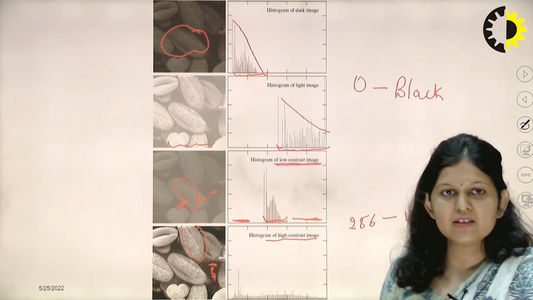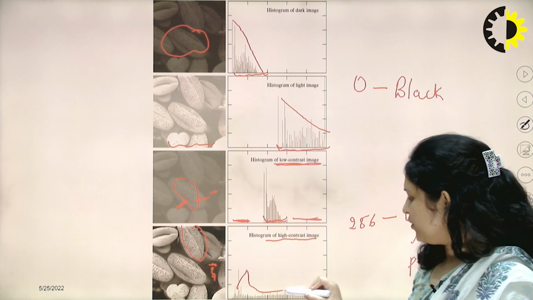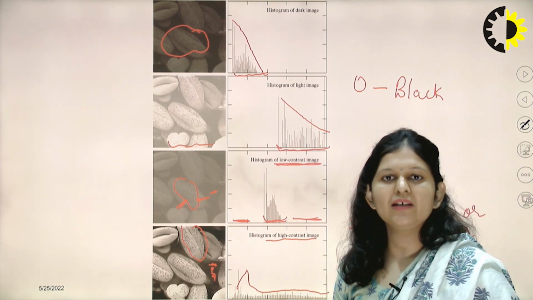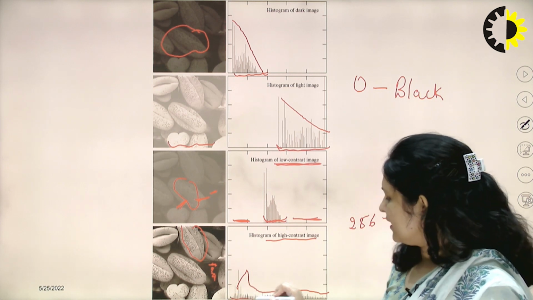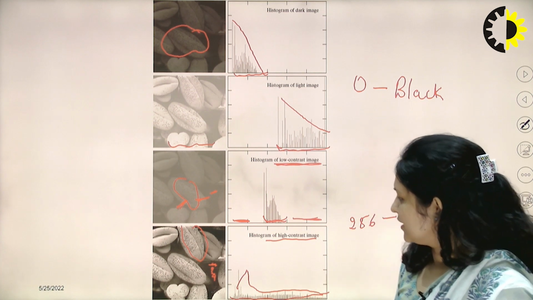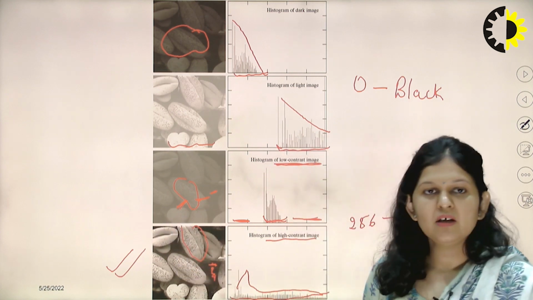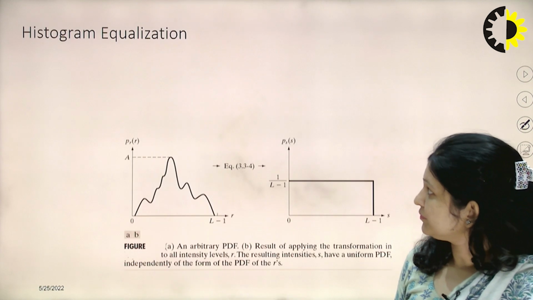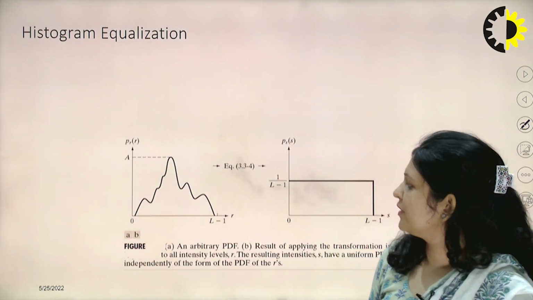If we look at the histogram for this kind of image, we can see that it would be almost equally distributed, covering almost all the intensity values in the grayscale image. So this is the good quality image, we can say. So our idea through histogram equalization is to achieve an image of this kind of quality. So let's see the concept behind how we apply histogram equalization.